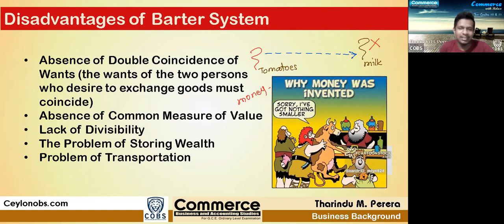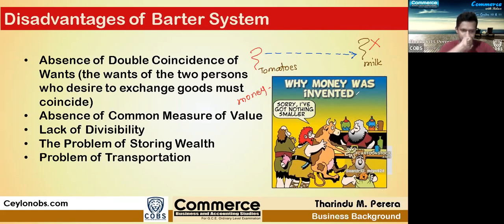So it was very difficult to measure the value of some goods. How do we measure the value of a cow against a bottle or tin of beer? It's very difficult. We don't have a common measure of value. That's the second point.